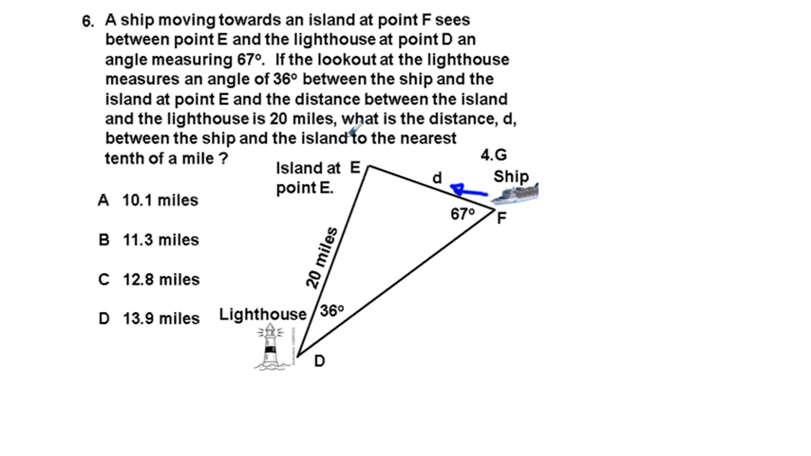Well, the distance D is to its opposite angle, which is 36. So we put this as sine 36 degrees is proportional to this 20-mile distance opposite the sine of 67 degrees.